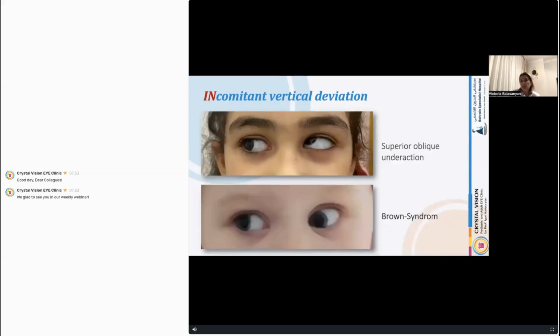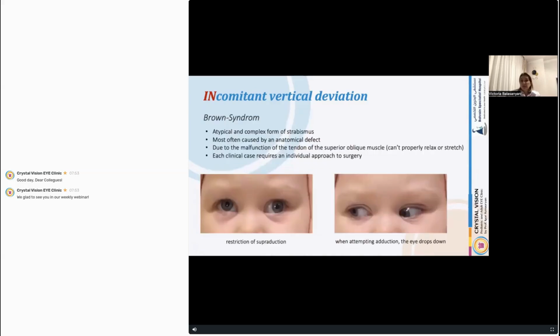Now let's analyze a clinical case with Brown syndrome. Brown syndrome is characterized by a condition in which the patient is unable to elevate the eye. And when attempting to look to the side, the eye is lowered. This syndrome most often develops due to an anatomical anomaly in the superior oblique muscle.